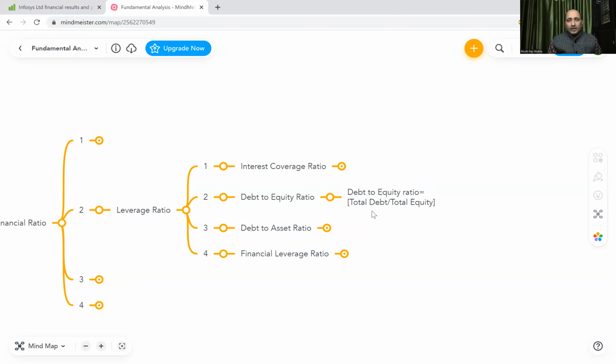Second thing I would like to tell you, more important than the figure is its trend, whether the trend is in decline or upward. If it is in declining mode, even if it is more than 1, say 2, then declining 1.8, 1.7, like this, coming towards 1 or going below 1, then it is good. Then we can think of investing in that very company.